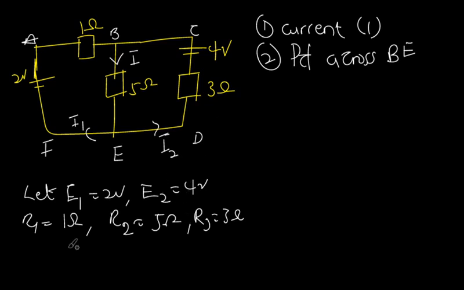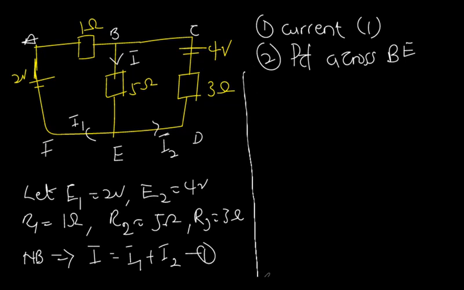Now if that is the case, you also need to take note of the fact that the current passing through this resistor arriving at this junction is being split into 2 over here. So we have I is equal to I1 plus I2. Let's name this equation 1. This is really important. So now that we have that, let's look at how to solve this problem.